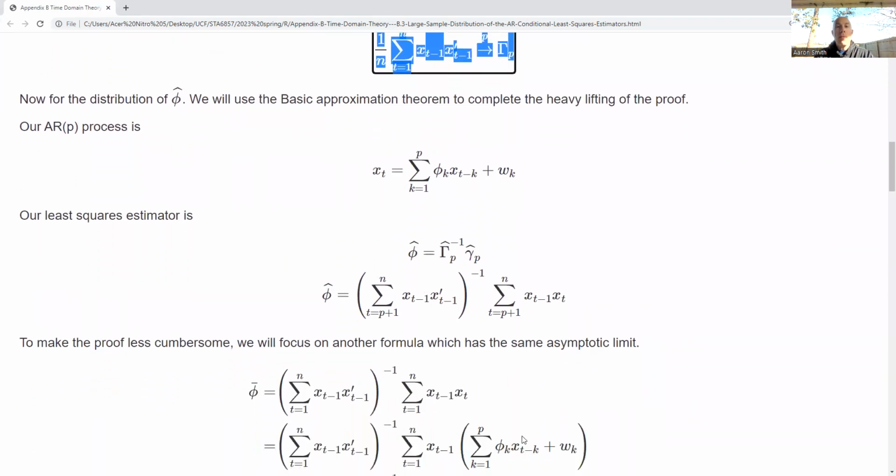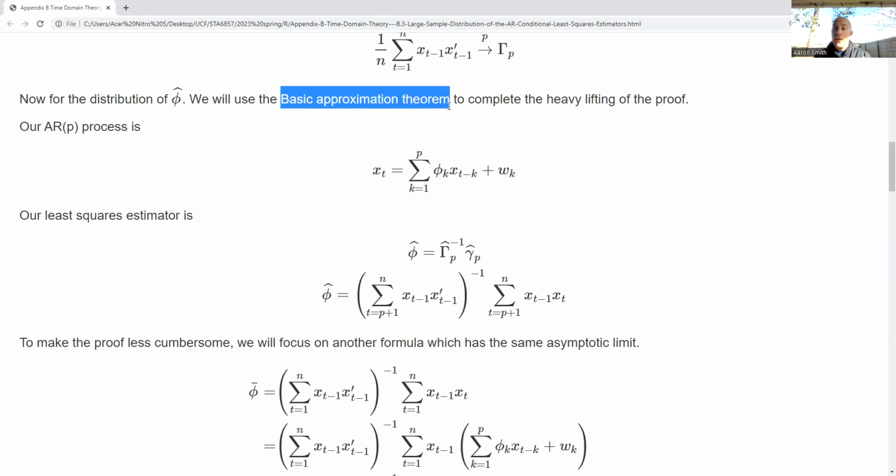Now we're going to start thinking about the distribution of our estimated coefficients. All right, what we're going to do, we're going to use the basic approximation theorem, and this is going to be doing the heavy lifting. There's a lot of things going on. All right, so the basic approximation theorem.